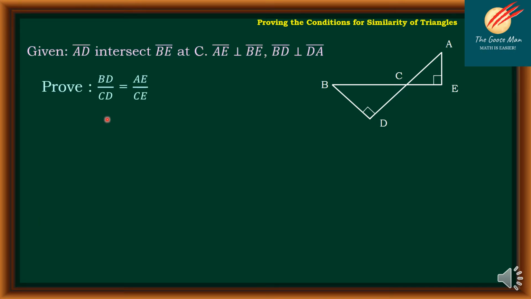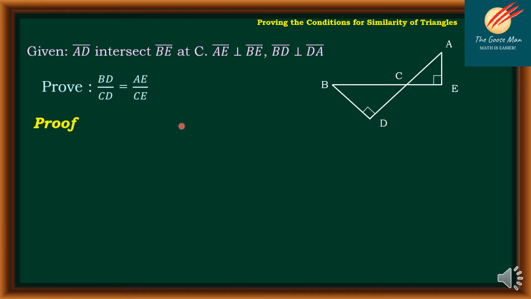such that AD intersects BE. So line segment AD intersects line segment BE at point C, as well as AE is perpendicular to BE. Also, BD is perpendicular to DA. We would like to prove that BD over CD is equal to AE over CE.